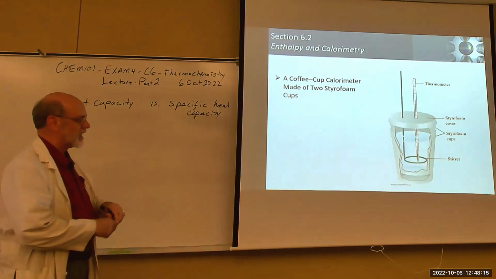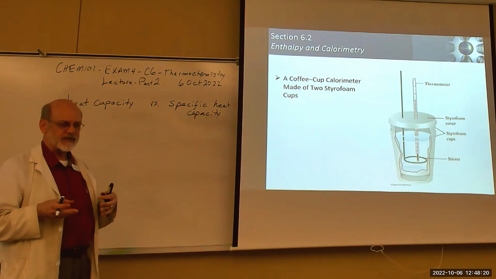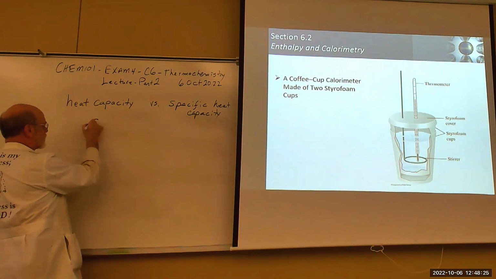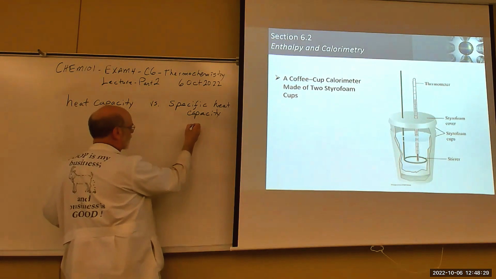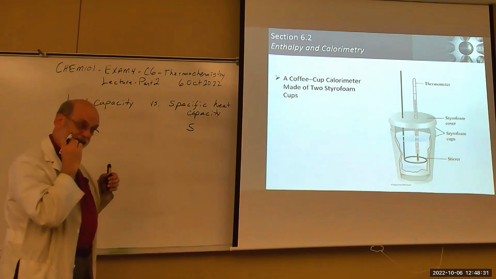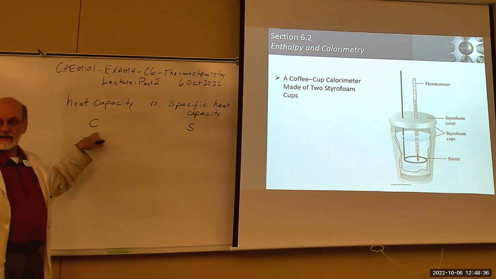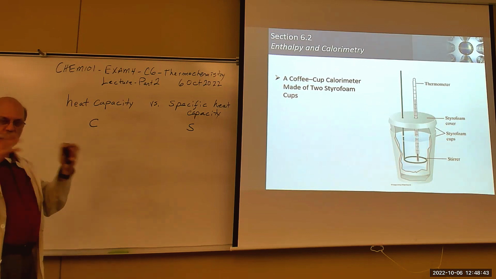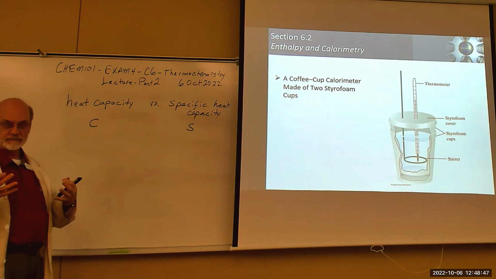It occurred to me that, rather than subscripts of that C, what we're going to call C is the heat capacity of any substance. And what we're going to call S is the specific heat capacity. Okay, so what's the difference? Heat capacity is an extensive property. In other words, it changes with the amount of substance. So if you have more substance, it'll be able to absorb more heat for the same temperature change.